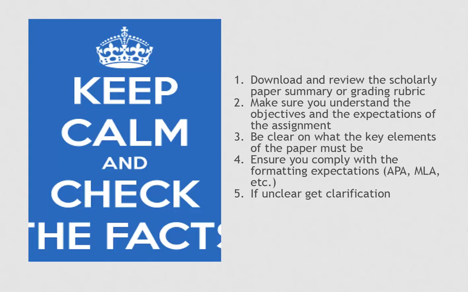Remember that any written assignment in a class should relate back to the objectives for that class. So each paper should have at least a paper summary or a grading rubric to give you some guidance of what the expectations are for the assignment. So you want to download that grading rubric, review it, make sure you identify the key elements of the paper, make sure you understand what the formatting expectations are for the paper, whether it's APA or MLA or whatever paper formatting is required. And if you're unclear regarding what the assignment is, before you start working on the paper, reach out to your professor and ask their input to help better clarify what the expectation is.